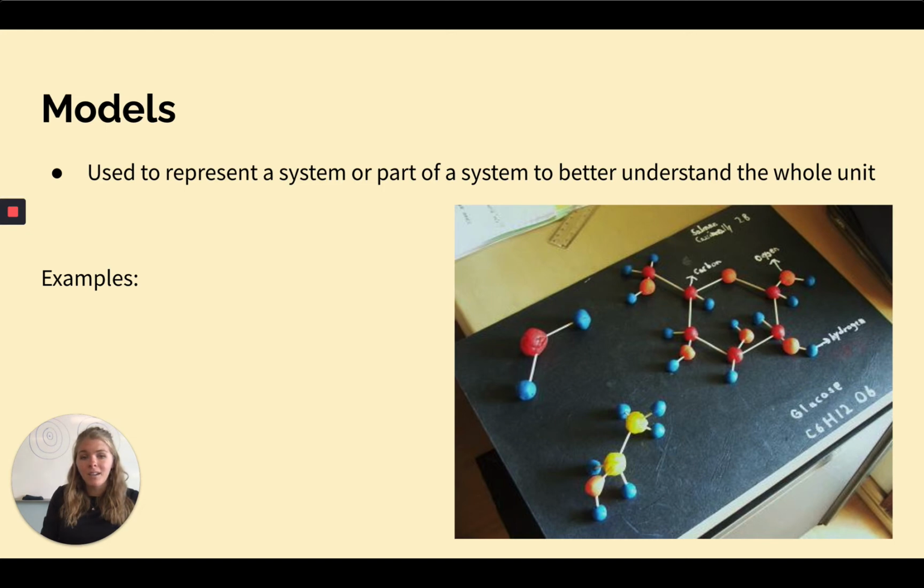However, a model cannot be the thing itself. So I can't use a model of sugar to be sugar itself because it's the material itself. My water bottle cannot be a model for a water bottle because it is a water bottle. If I made a paper mache version of my water bottle, then it would be a model.